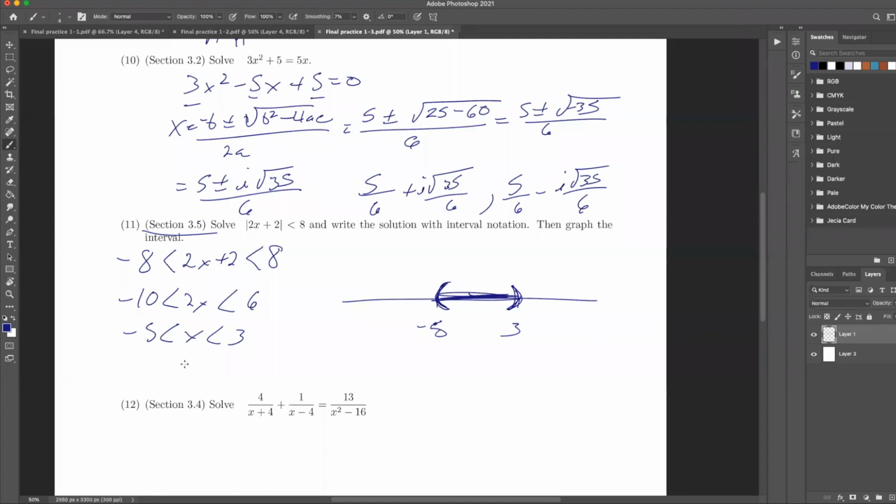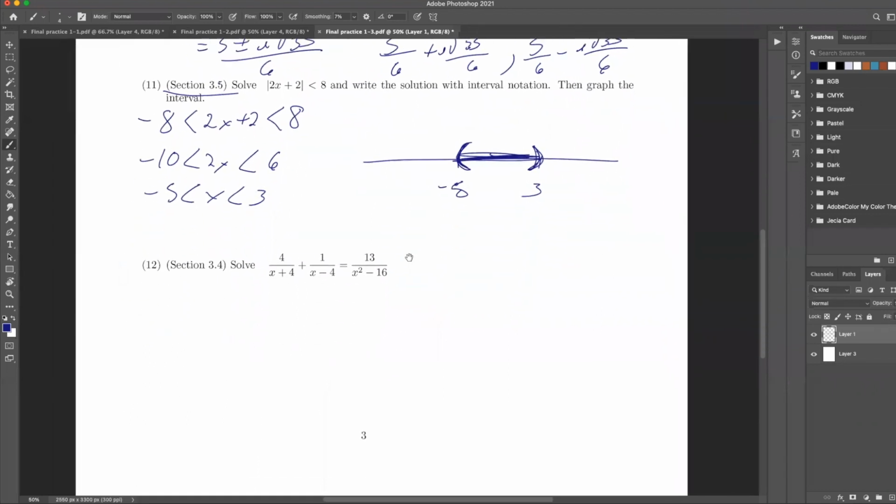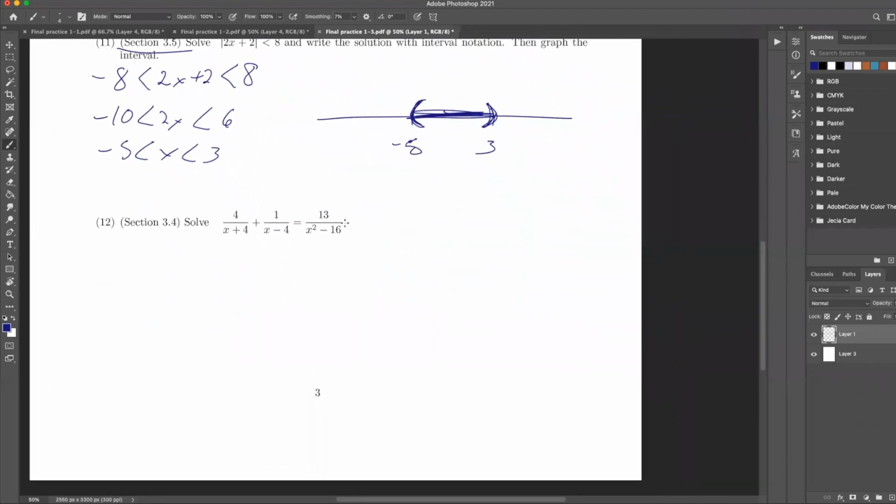All right. And then let's do this last one. So here, remember for this one, we're going to find our least common denominator. And so here, we're going to have an x plus 4. Here, we need an x minus 4. And notice here that x squared minus 16 is equal to x plus 4 times x minus 4. It's a difference of squares. And so this one has the x plus 4 and the x minus 4, so we don't need to add it. Okay?